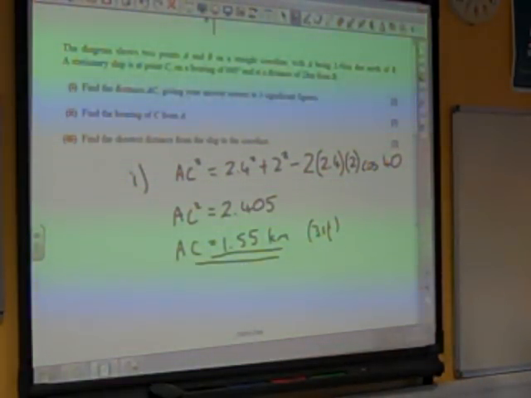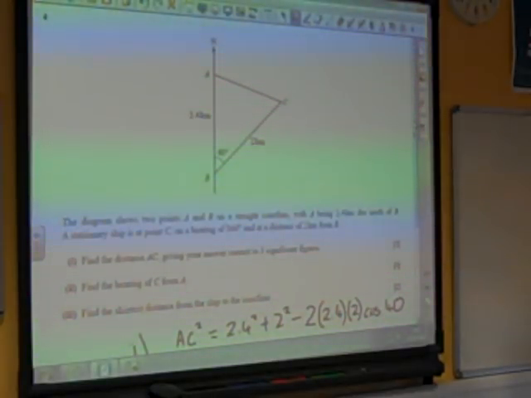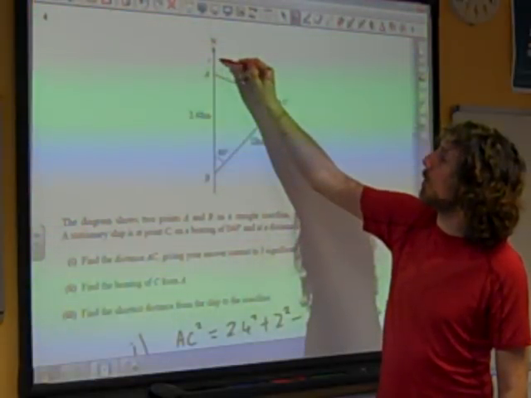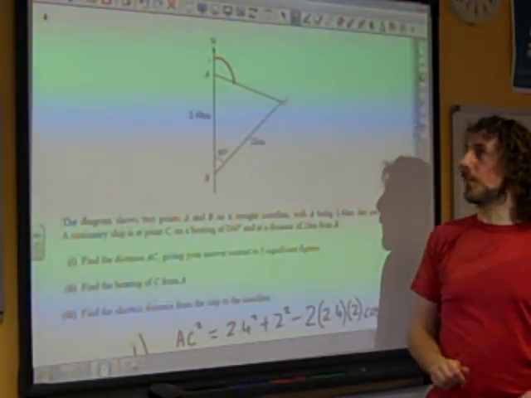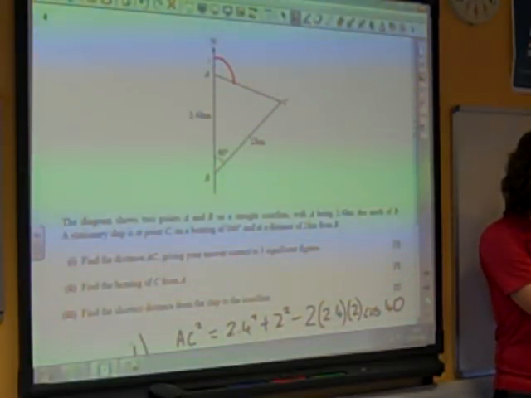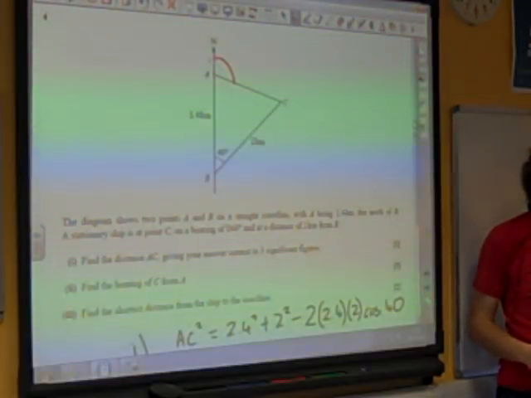Right, part 2 said, find the bearing of C from A. Now that actually means we need to know what that angle that I've just marked in the diagram is. You measure a bearing from north, don't you? Round in the clockwise direction.